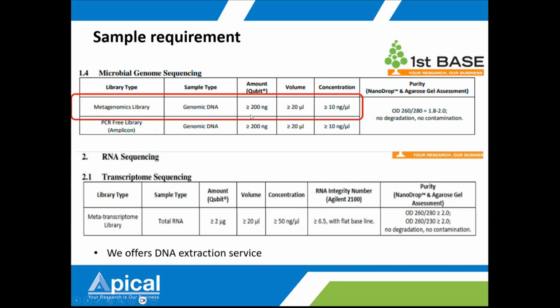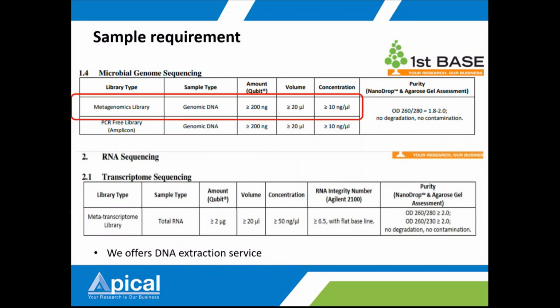For the amount of metagenomic DNA, you need about 200 nanogram, and the volume must be more than 20 microliter, with a concentration of more than 10 nanogram per microliter. For purity, the OD of 260 over 280 must be around 1.8 to 2.0. We expect no degradation and no contamination in the sample.